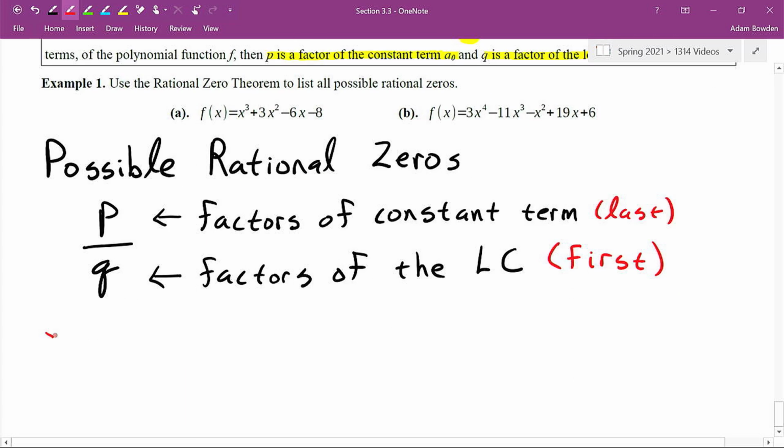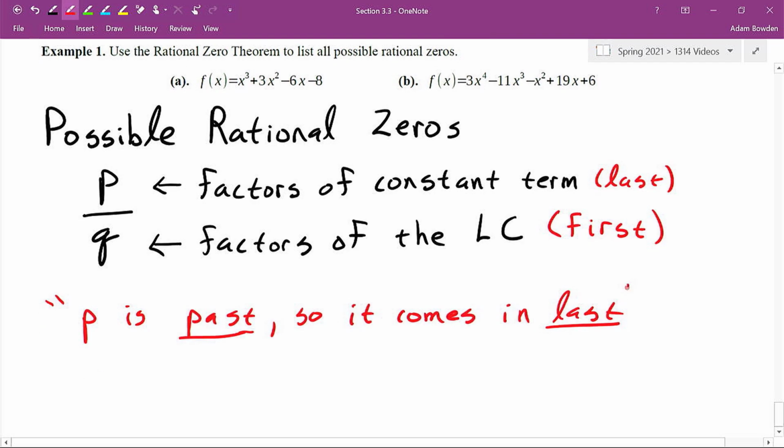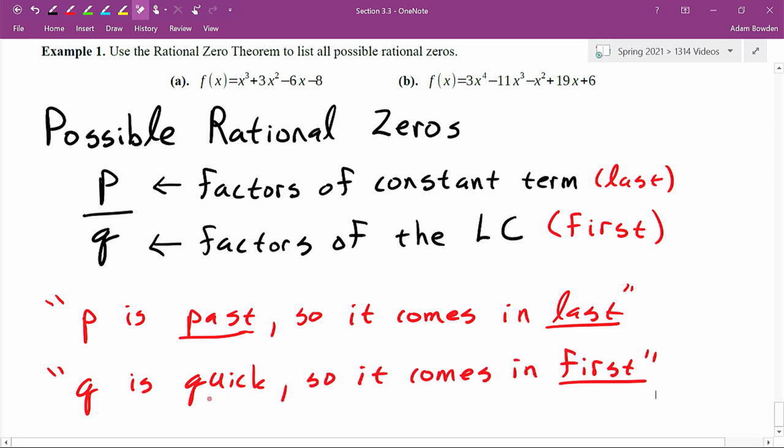A lot of times I like to mention to people to think of P as past, so it comes in last. Q can be thought of as quick, so it comes in first. And this is just to help remember what that P and Q is referring to when we talk about these possible zeros. P for past, it comes in last. Q for quick, it comes in first.